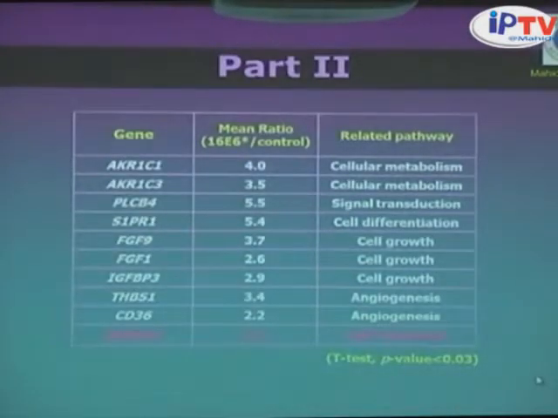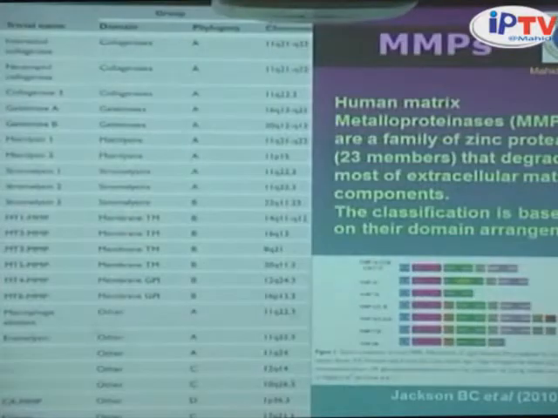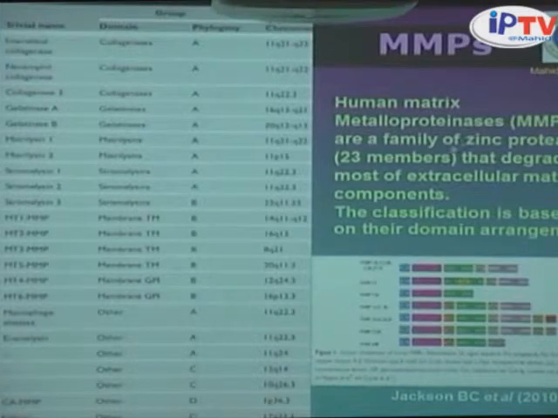Next, we move to the last enzyme here, the MMP10. So MMP, again, is a big group of enzymes. It's a zinc protease, which contains about 23 members in human.